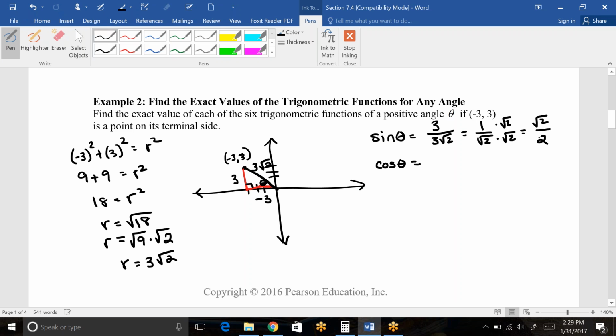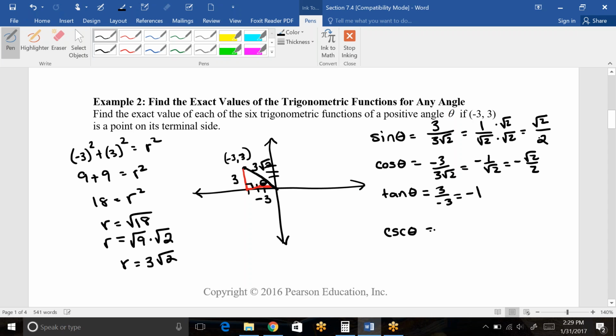Cosine of theta is adjacent over hypotenuse, so that's negative 3 over 3 square root of 2. Notice that that's going to work out exactly the same, except it's going to have a negative sign. Tangent of theta is opposite over adjacent, so that would be 3 over negative 3, or negative 1.